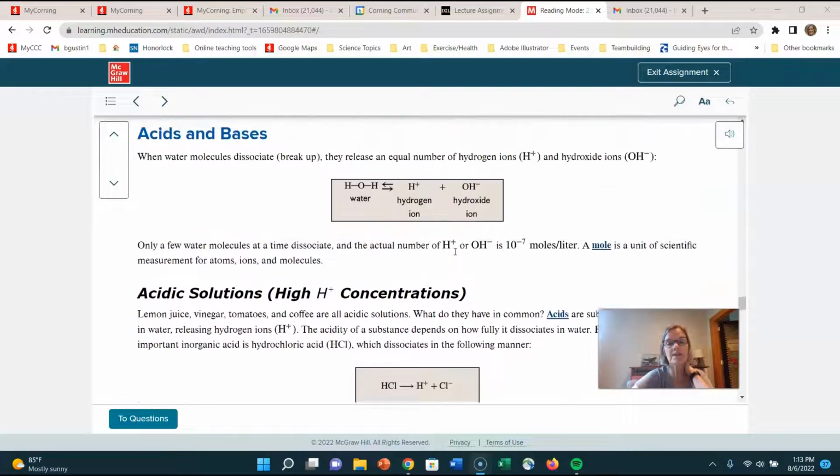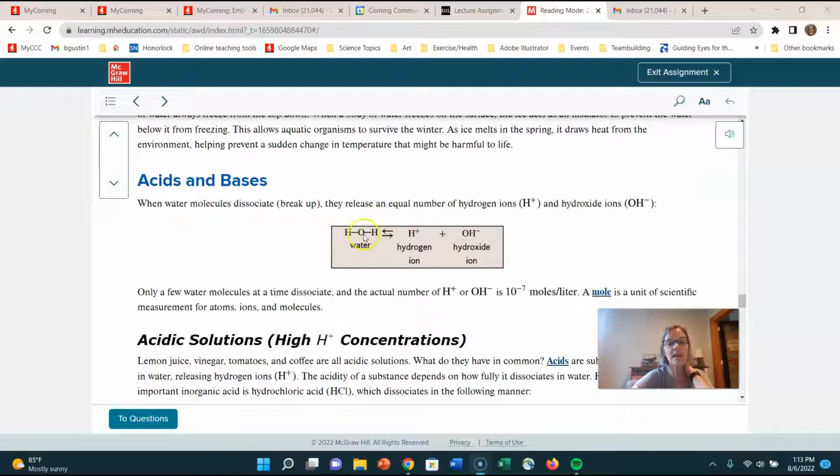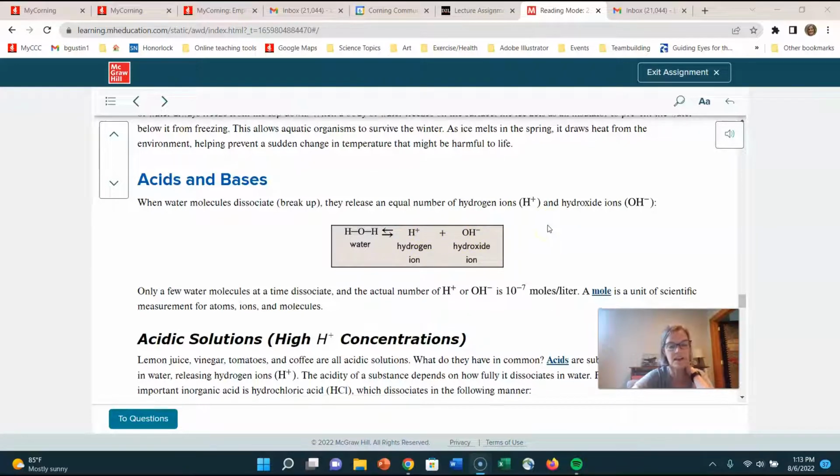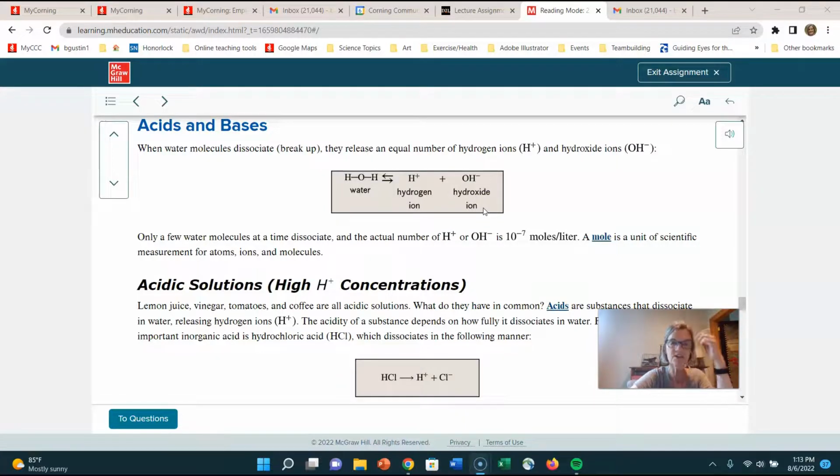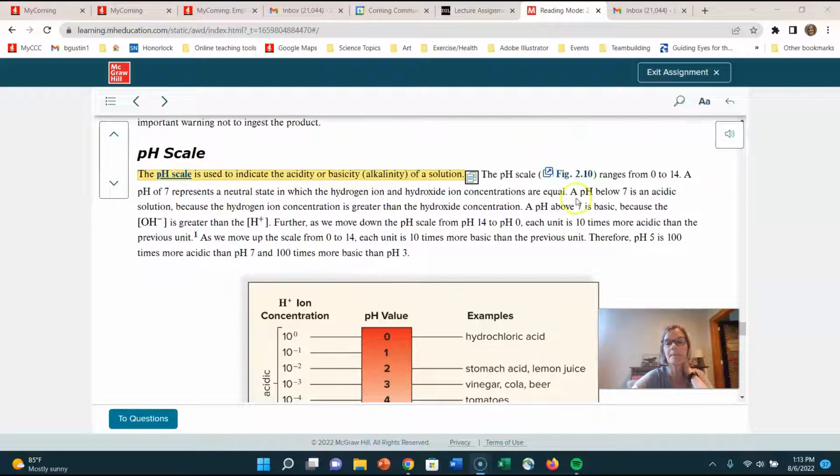So again, we go back to water, and one water molecule, one H2O, can dissociate into an H plus and an OH minus. So there's an equal number of these hydrogen and hydroxide ions, and that causes the solution to be neutral. A pH below 7 is acidic because the hydrogen ion concentration is greater than the hydroxide ion concentration. There's more H pluses. Above pH 7 is basic because there's more OHs.